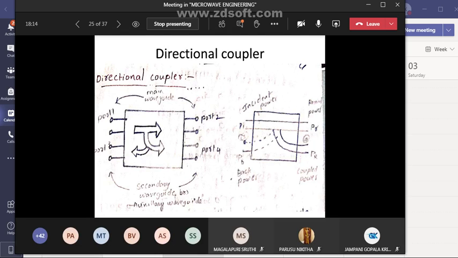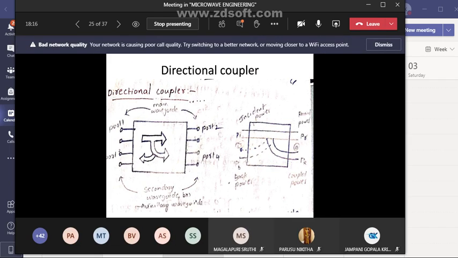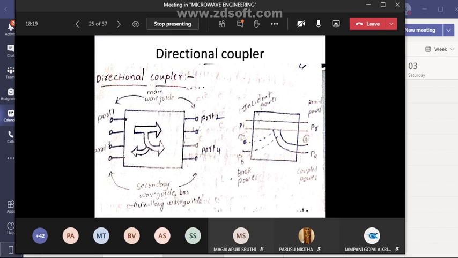Okay. So there is no coupling between port 1 and 3, port 2 and 4. Then we can write S13 equal to S24 equal to 0, right? Here port 1 is coupled to port 4, not to port 2, not to port 3. So we can write S13 equal to S24 equal to 0.